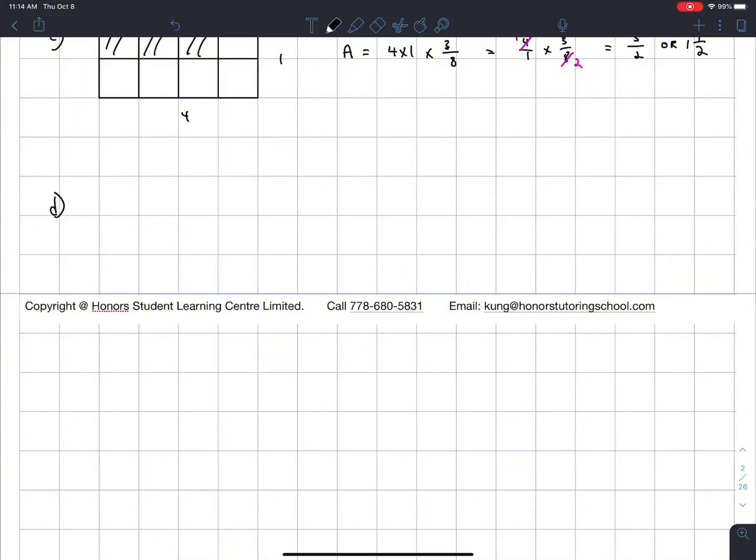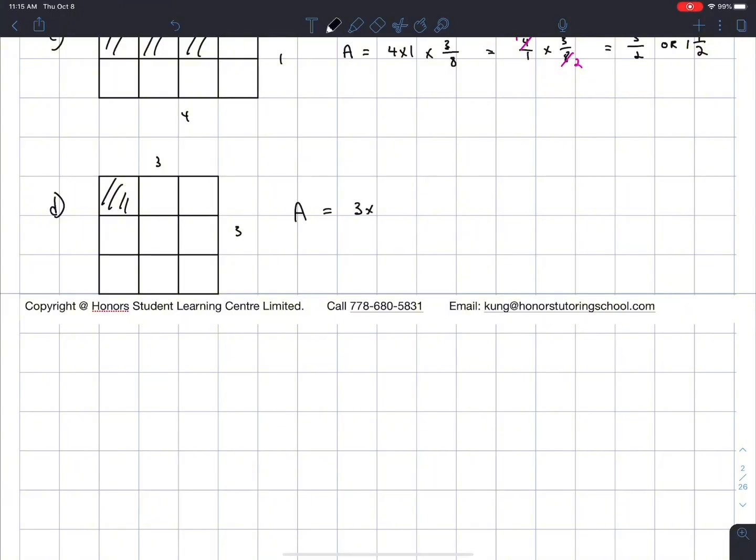D. Okay, so this time we have a 3 by 3. Only 1 out of 9 of the little squares is being shaded. So the area of the shaded region is 3 times 3, the total area of the entire square, times 1 out of 9. 3 times 3 is 9.